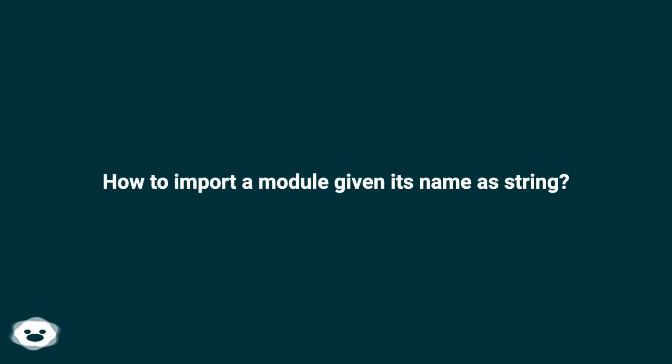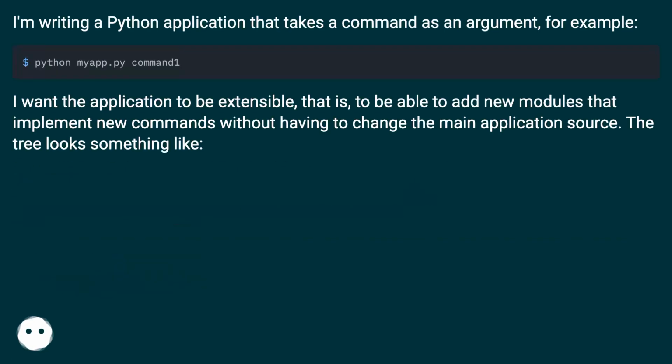How to import a module given its name as string? I'm writing a Python application that takes a command as an argument, for example. I want the application to be extensible, that is, to be able to add new modules that implement new commands without having to change the main application source.